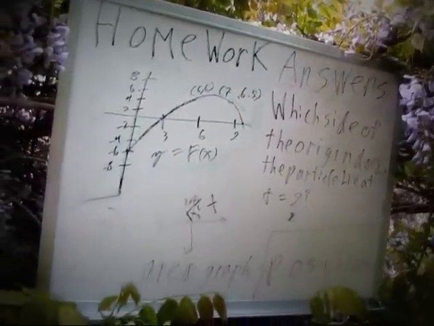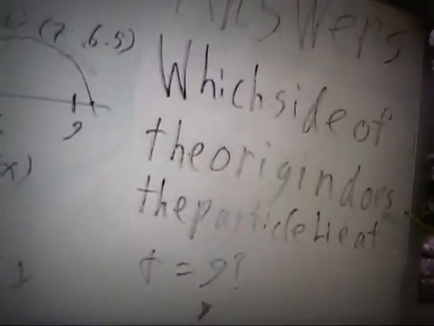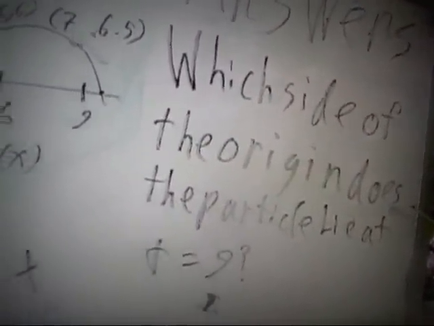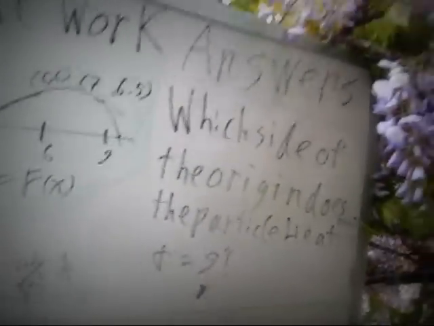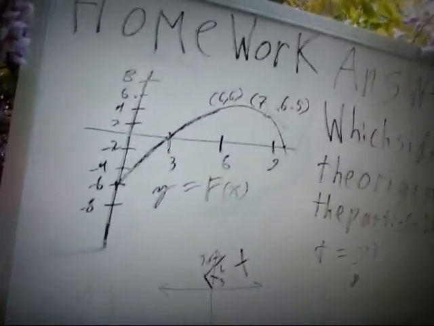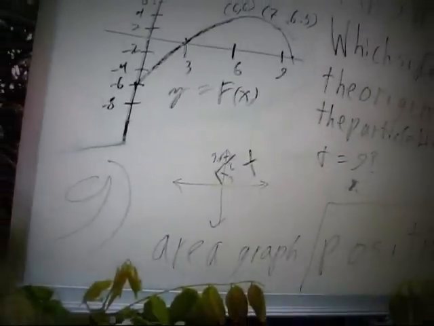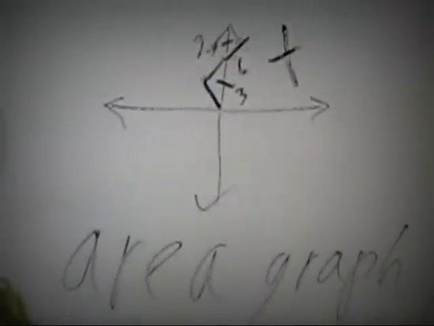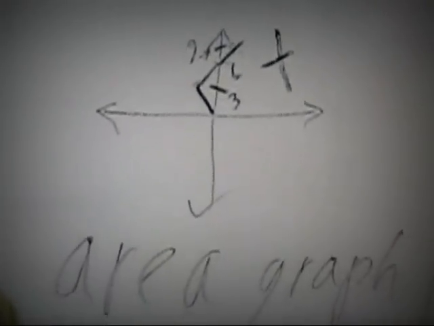Let's finish this off with letter G, which asks which side of the origin does the particle lie at t equals 9. Well, we already determined that from 0 to 6 it just so happens that it's at the origin. So from 6 to 9, that area definitely looks positive. So if you just make a simple, silly little graph here, which has no actual numerical meaning, it still lands on the positive side. So what's the answer? Oh wait, it's positive.